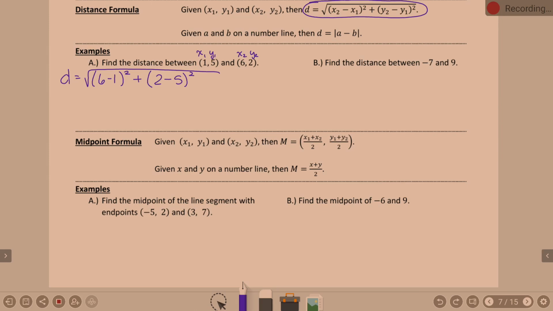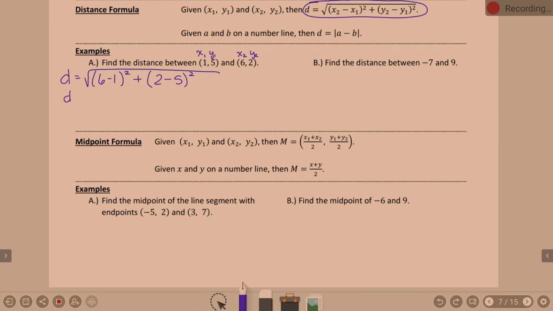Okay, I'm going to pause there. All I did was fill in the formula, yes? I randomly picked my x1, y1, and x2, y2. Do you have to pick them the same way I did? No, they could be reversed and be just fine. In fact, if you intermix them, it's not going to be a huge deal. So 6 minus 1 squared, 2 minus 5 squared.